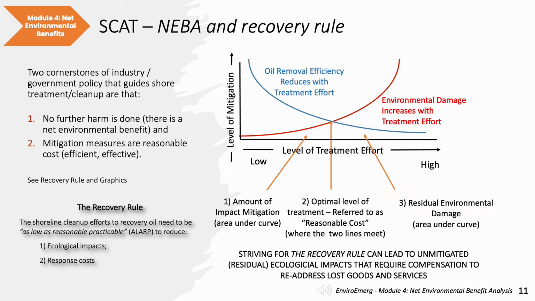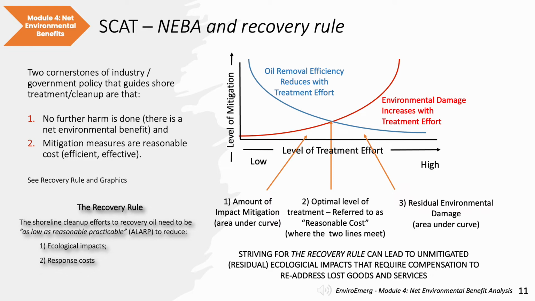Let's interpret this graph further. To the graph's left, the area under the red line represents the amount of mitigation achieved for trying to meet the guiding policy of no further harm and reasonable cost. To the graph's right, the area under the blue line represents the residual environmental damages by abiding by these guidelines. Consequently, striving for the recovery rule and net environmental benefit can lead to unmitigated residual environmental ecological impacts that require some compensation to redress for their lost goods and services.